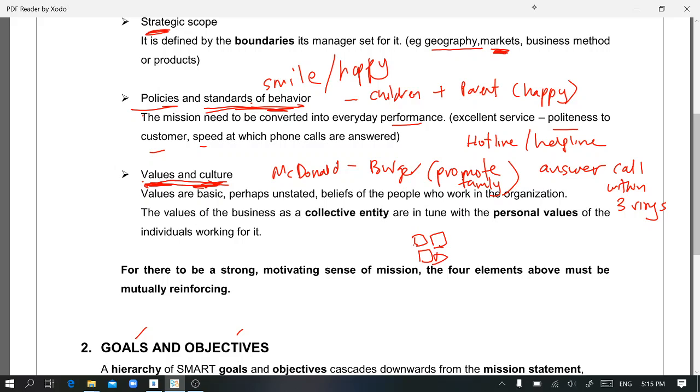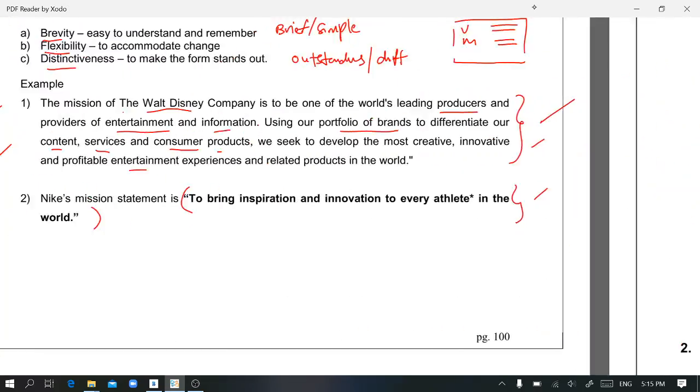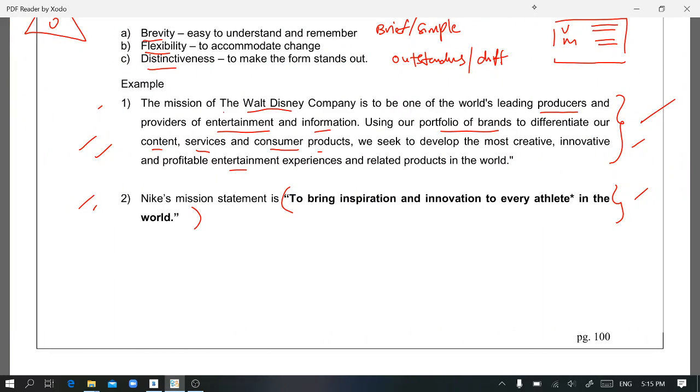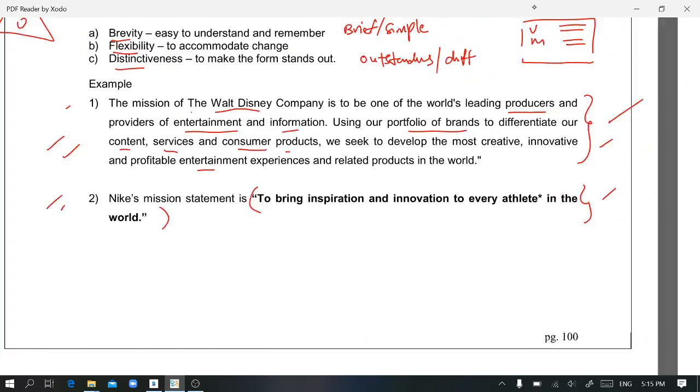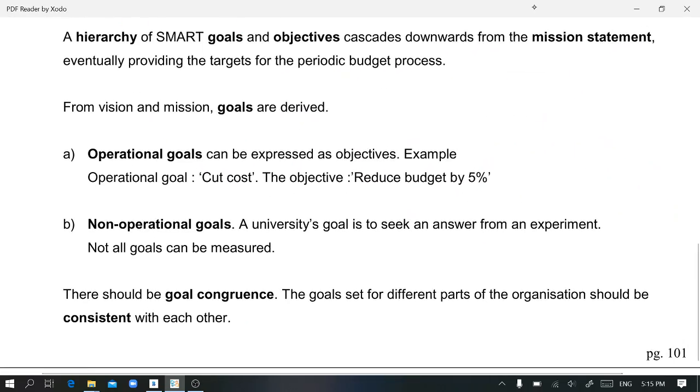So normally, who will be the happiest when you go to McDonald's? The children. They promote the kind of culture, the value, and sell it to the kids. They promote family value. They don't tell you, oh, we are selling burgers. It's the family value that they are promoting. So to achieve this mission, the company must have the value and the culture: sell the value, sell the culture.